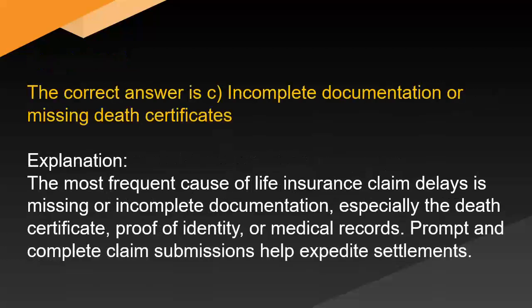The correct answer is C. Incomplete documentation or missing death certificates. Explanation: the most frequent cause of life insurance claim delays is missing or incomplete documentation, especially the death certificate, proof of identity, or medical records. Prompt and complete claim submissions help expedite settlements.